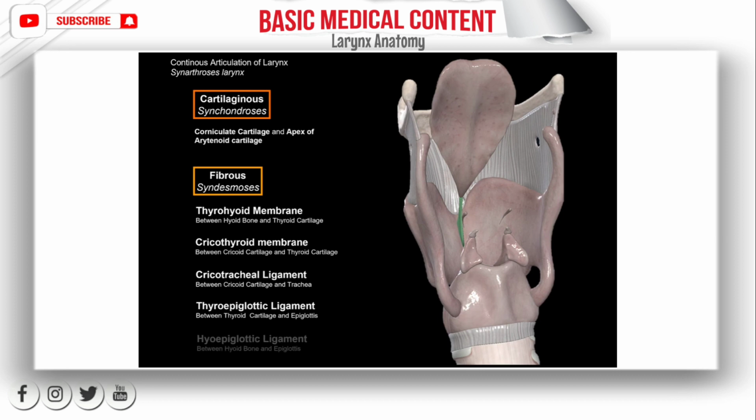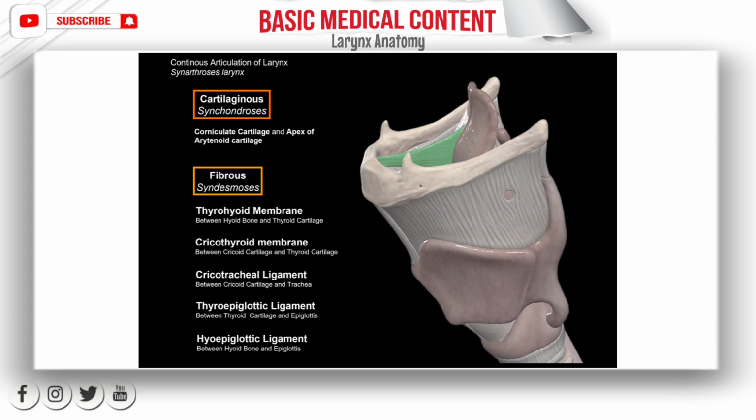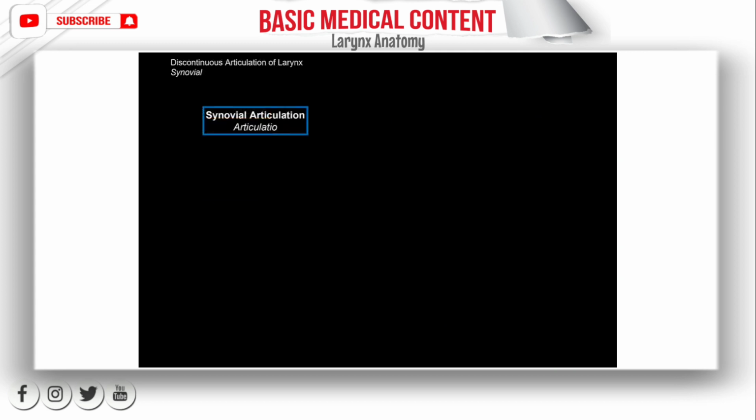And then we have the hyoepiglottic ligament, which connects the epiglottis to the hyoid bone, as you see here. So all of those are the continuous connections we have in the larynx. Now let's do the discontinuous connections.